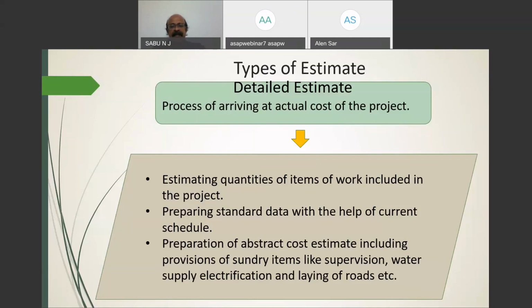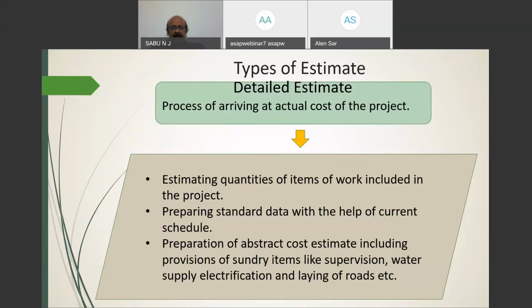First of all, estimating the quantities of the items of work included in the project. Before estimating the quantities of each item, you have to know what items are required for the construction of the project. That can be known from the specification and the drawings. You can take the quantities from the detailed drawing, and that item's magnitude or quantity can be worked out by multiplying length, breadth, and depth, or with other units proposed for that item.